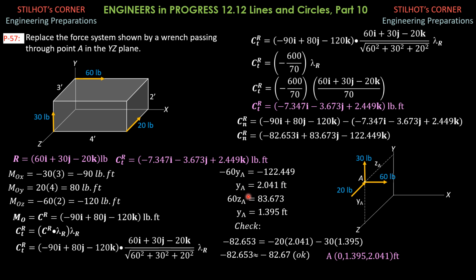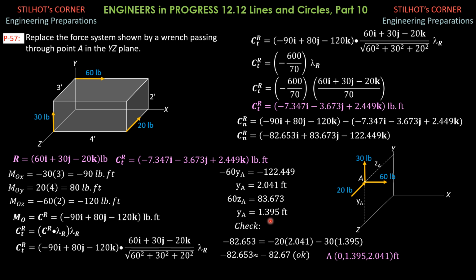So that's y sub a. Then the moment about the y-axis, this is positive sense, so positive 60 times z sub a. The other components have no moment about the y-axis. The 30-pound force is parallel, and the 20 passes through the y-axis. So again, 60 times z sub a is equal to the moment about the y, 83.673. So z sub a is 1.395 feet.